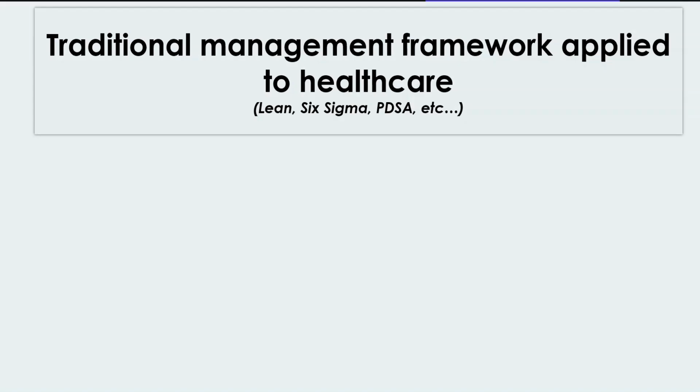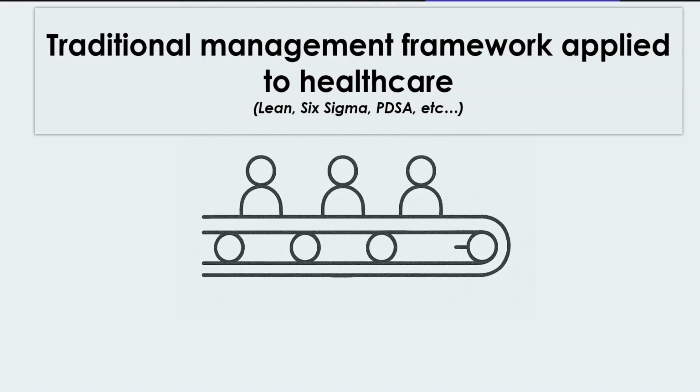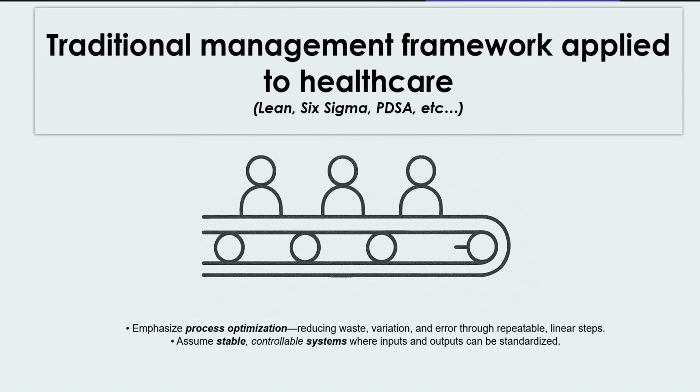I have seen many initiatives fall down because they are trying to force fit these traditional management techniques and frameworks to healthcare. You may see Lean, Six Sigma, or a lot of the quality frameworks for solving problems like PDSA are all based on the presupposition that we have a linear process where we emphasize process optimization. And even if they're not directly presuming that we have a linear process, by how they're solving the problem, they are assuming it because they emphasize process optimization where they're just looking to reduce waste and variation, assuming that this is something that can be stable and controllable.